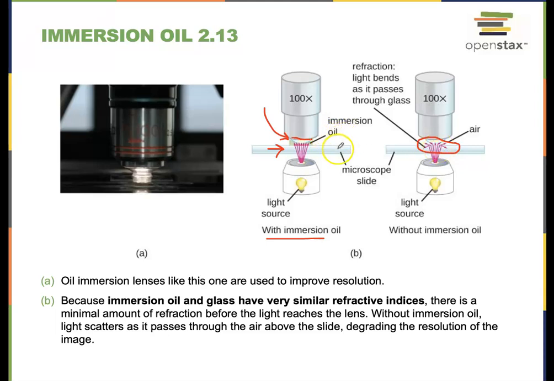And so this immersion oil seals the two glass portions together, and it has the same refractive index as glass. So it bends light exactly the same as glass. That way the light can just shoot right through the glass slide in a straight line, go through the immersion oil, and then continue on into the objective lens. And so that is what immersion oil is for. If you do not use immersion oil on your slides when you're looking at bacteria, you're going to lose a lot of information and it's going to be blurry.